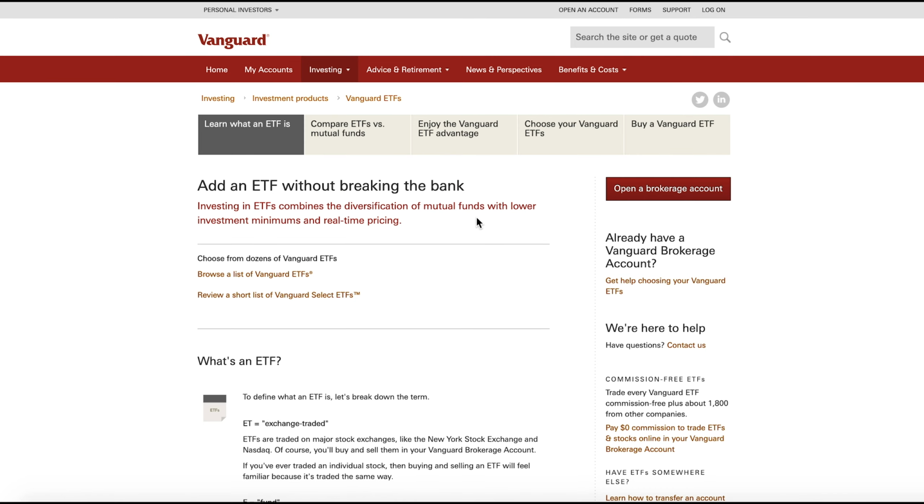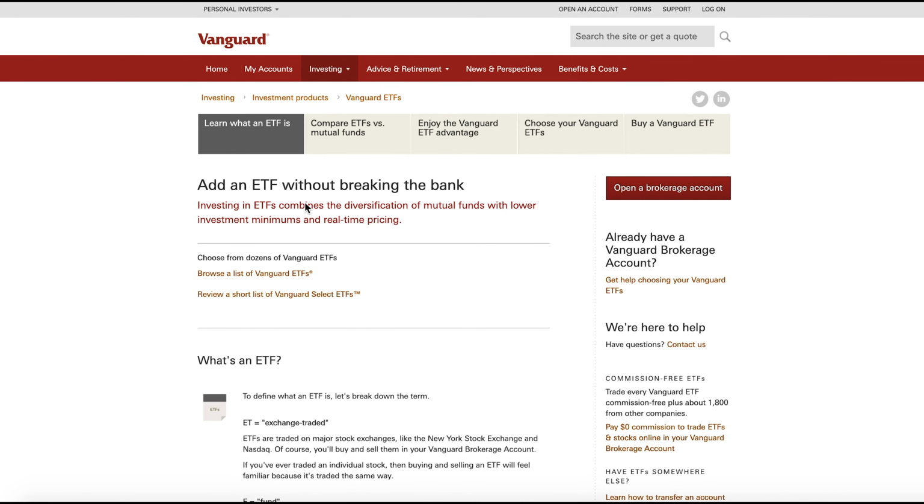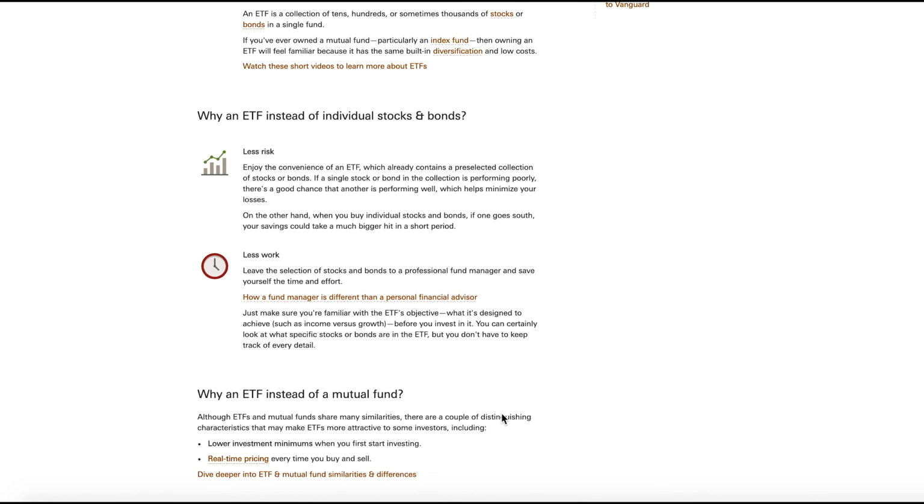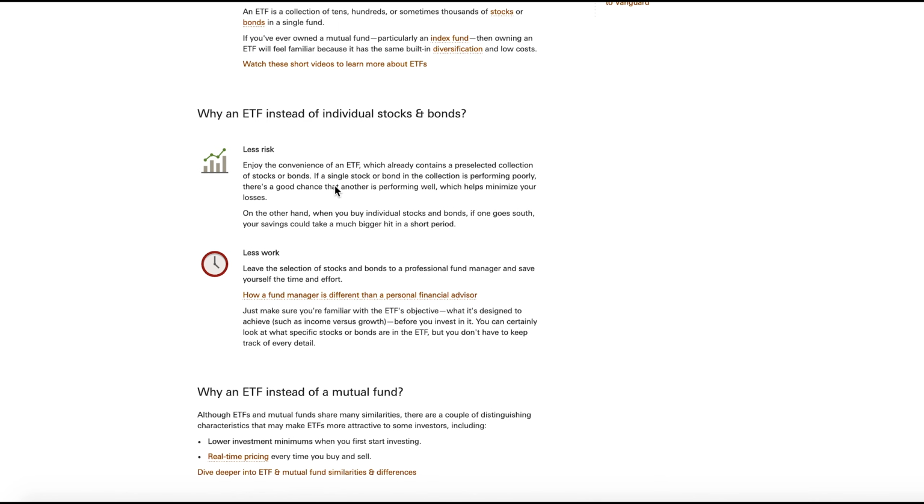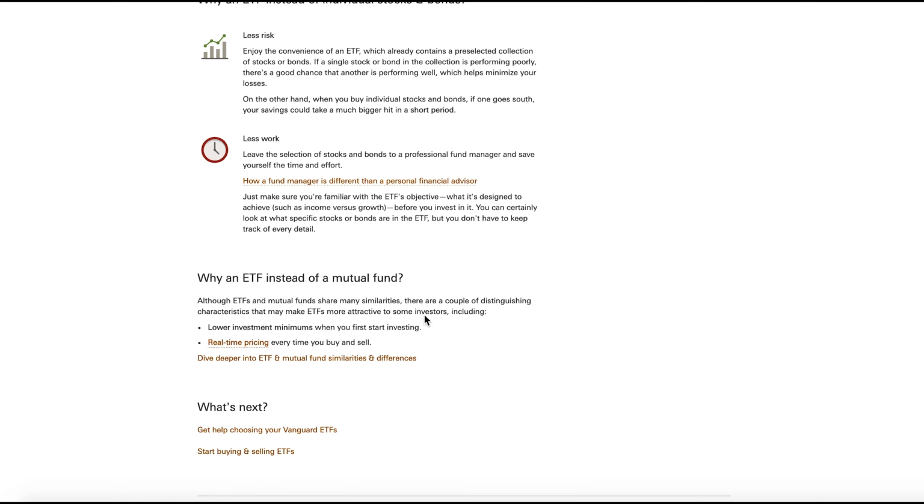So if we start on the first page of Vanguard's ETFs, which I will leave a link to in the description, Vanguard says that a couple of reasons that you may want to buy into an ETF is because there is usually a lower investment minimum than a mutual fund, and because there is real-time pricing, meaning that ETFs trade just like stocks. You can buy and sell throughout the day, and unlike a mutual fund, you can have more control over the price that you get the ETF at.